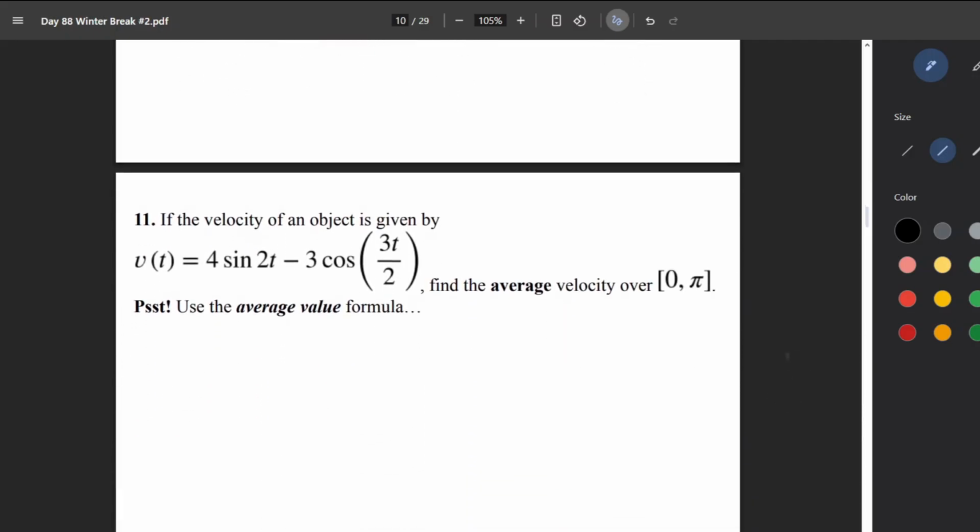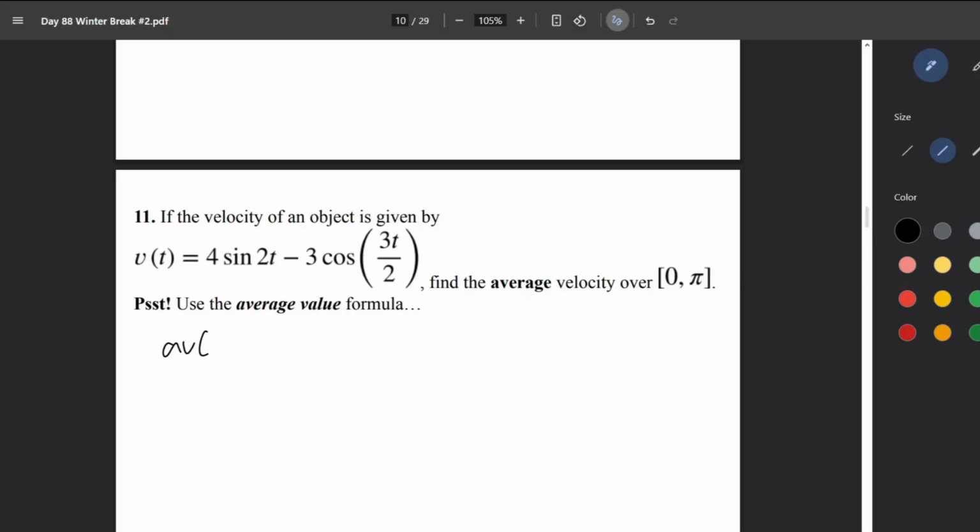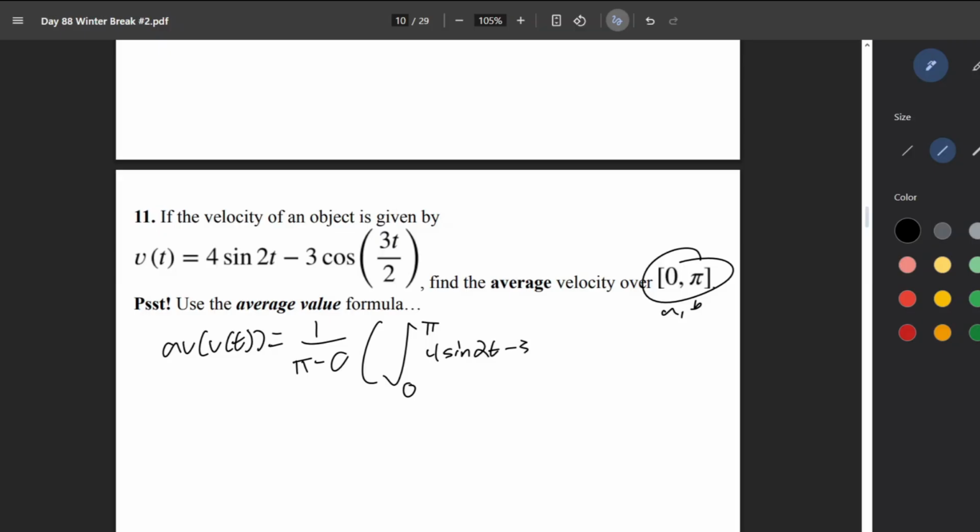Okay, now we're doing average. So we know that the average of v of t equals 1 over pi minus 0, since this is a, b, from 0 to pi of v of t. Actually, let's just write the function. So it would be 4 sine 2t minus 3 cosine 3t dt. Make sure to add the dt.